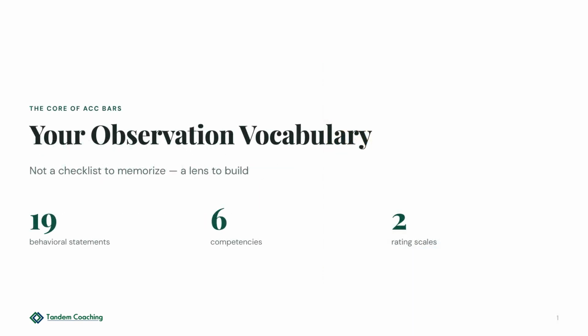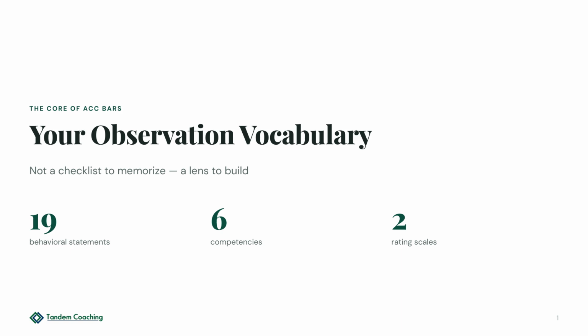19 behavioral statements, 6 competencies, 2 rating scales. This is the core of ACC BARS, the specific behaviors you're listening for when you evaluate coaching at the ACC level. We're going to walk through each one, not to memorize, but to build your observation vocabulary. By the end of this video, these statements will feel familiar, and you'll start hearing coaching differently.